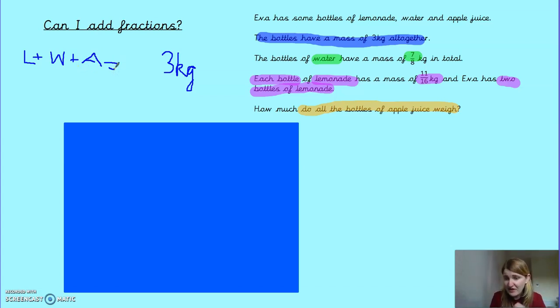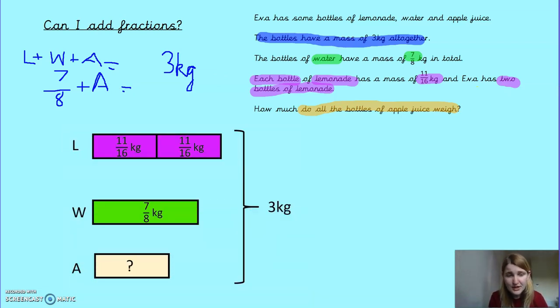Okay, now again, if we look at the information I've got, I know that the water is 7/8 of a kilogram, and I know that my lemonade is 2 lots of 11/16. If I just show you my bar model that I've drawn, you can see the water is 7/8, our apple juice is what we don't know, and my lemonade is 2 lots of 11/16.